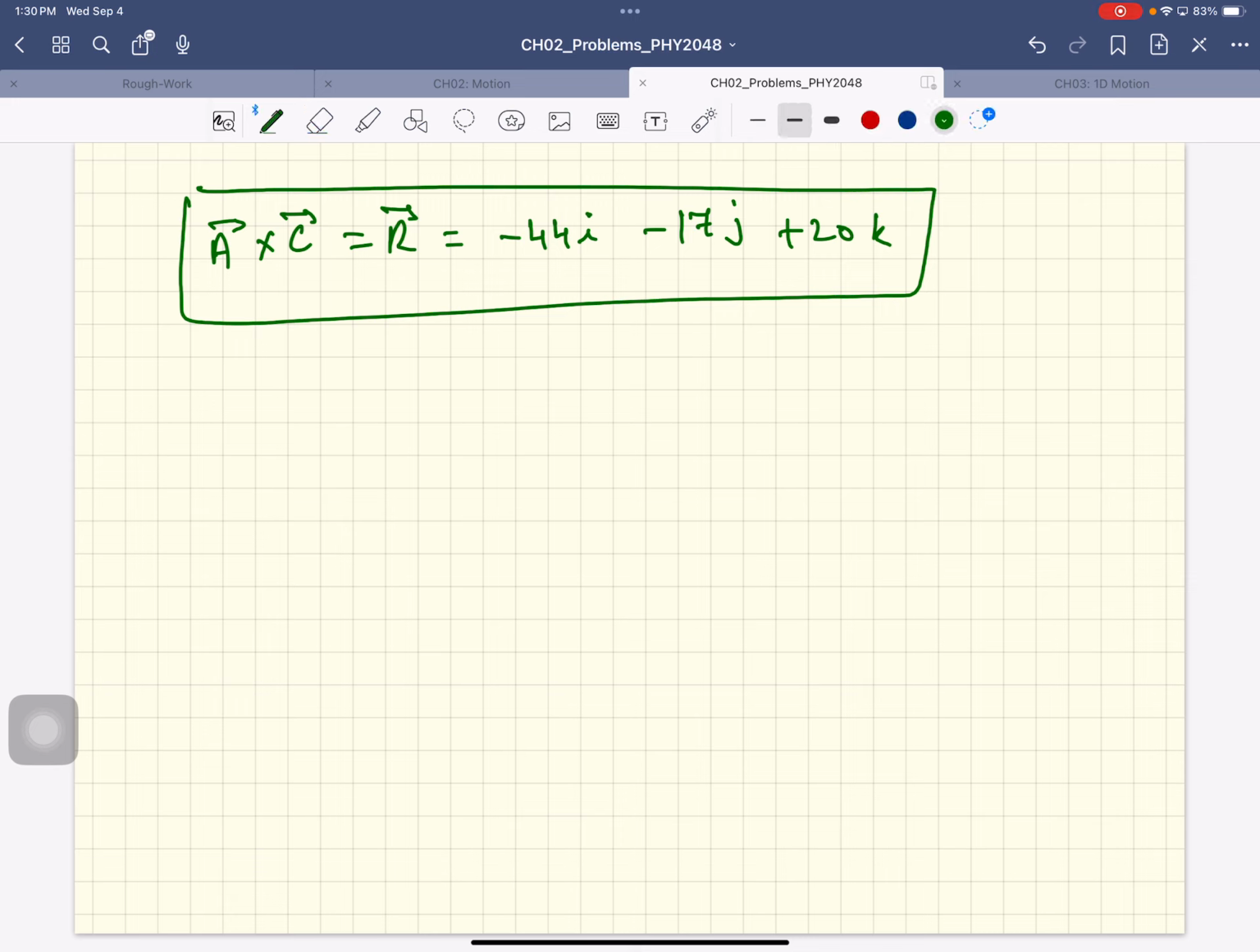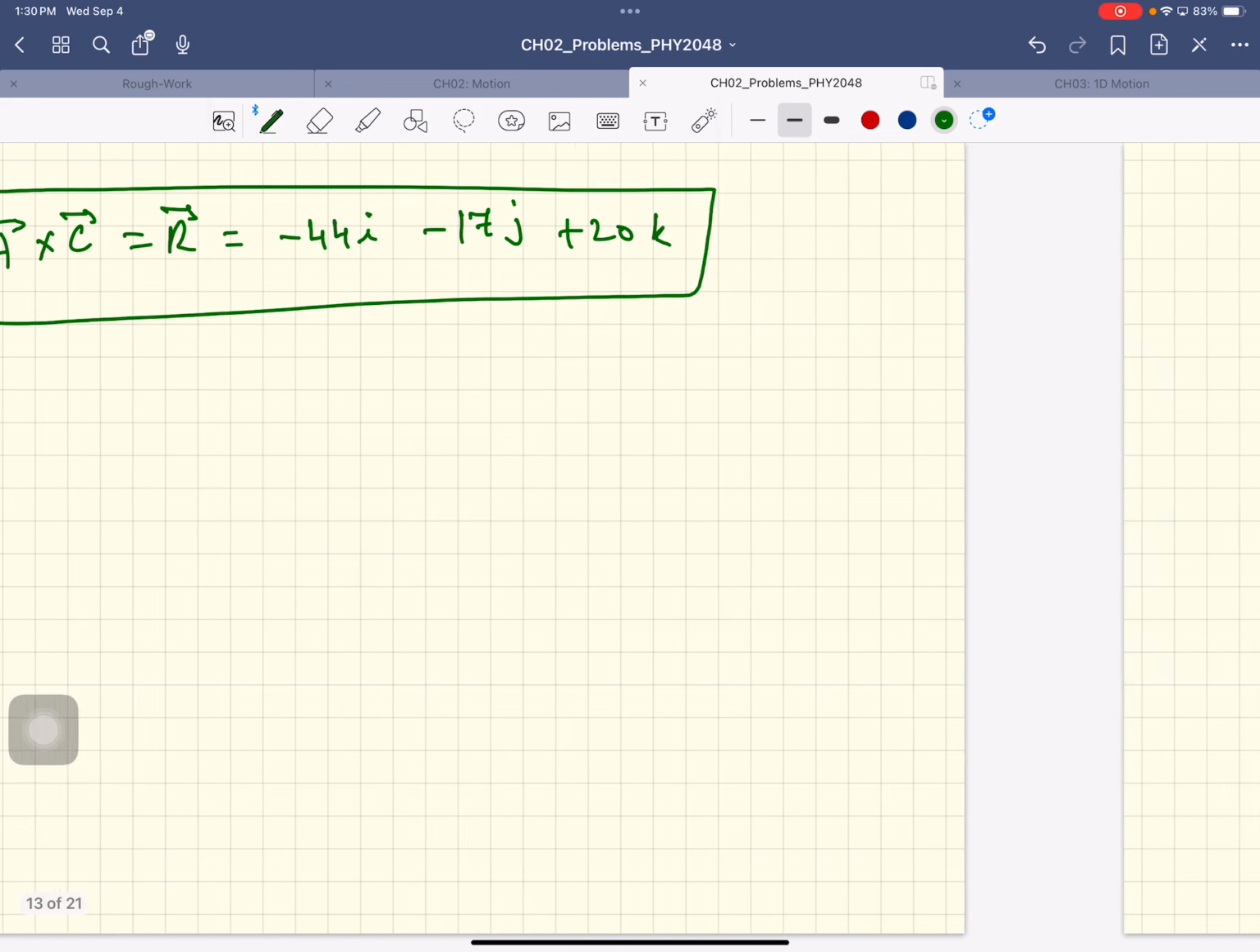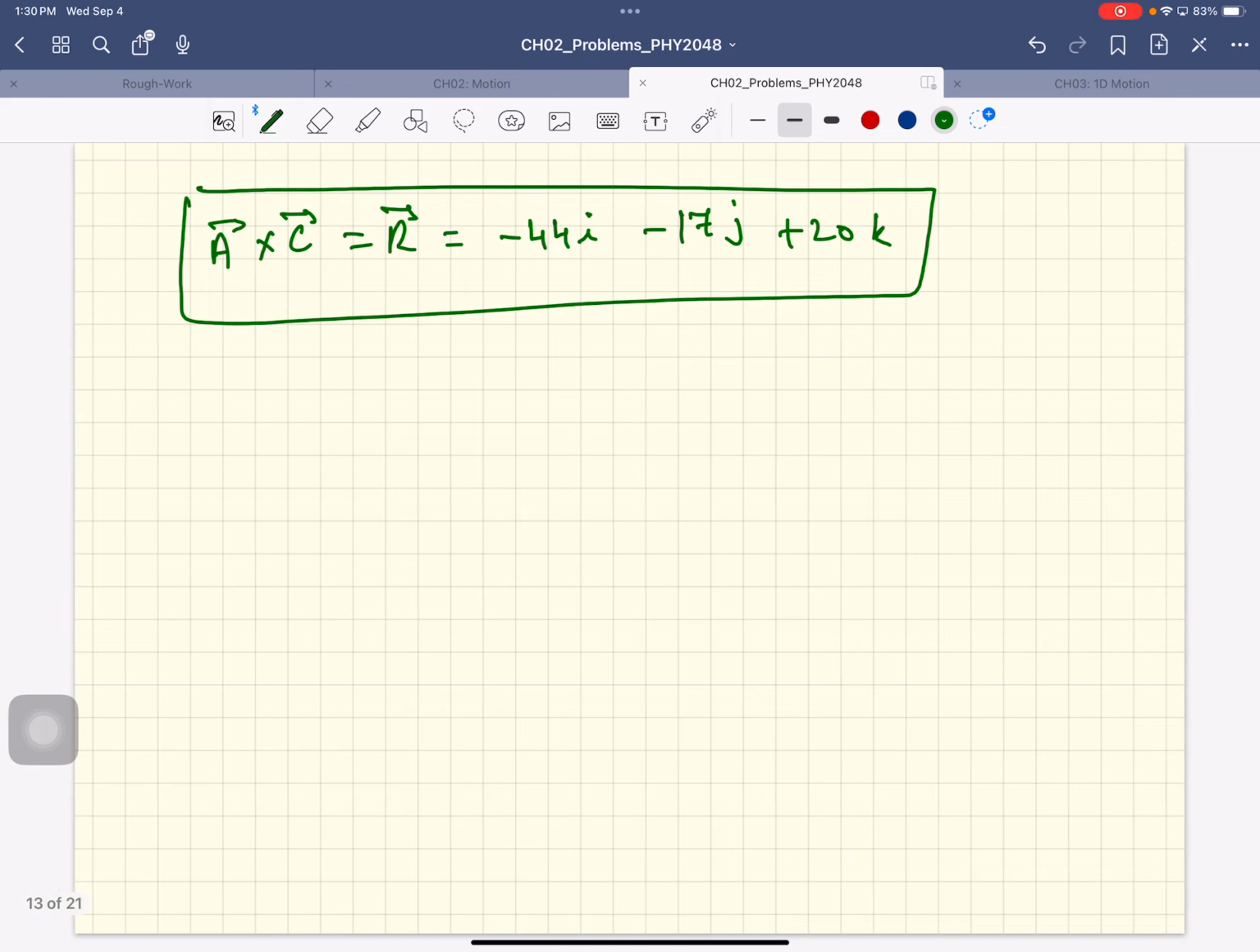Are we good with cross products? We're good? So, all right. The difference between dot products and cross products is, in dot products you're multiplying the x's together, the y's together, the z's together, and in cross products you can make a matrix. So what is the big difference between them? When you do a dot product, the result is a scalar. When you do a cross product, the result is a vector.